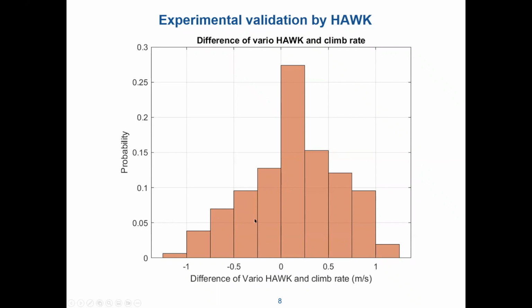We analyzed a large number of flights with different pilots, different gliders. And what you see here is the difference between the Vario Hawk potential climb rate and the real climb rate of the gliders. That's the difference. So 0 is here, 0.5 meter here, the potential climb rate would be 0.5 meters per second larger. Here, 1 meter.